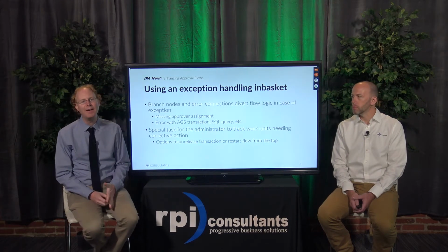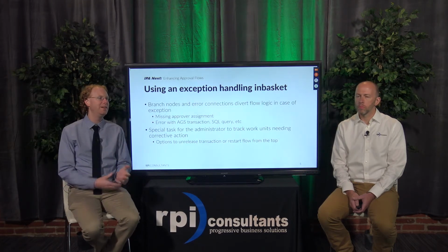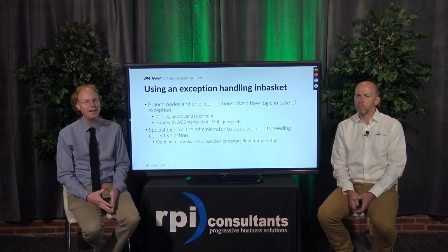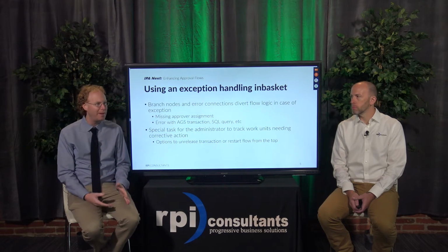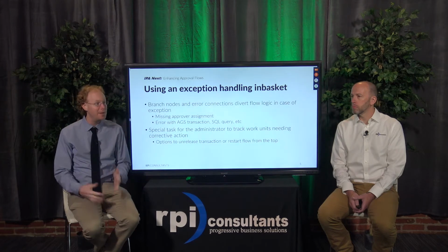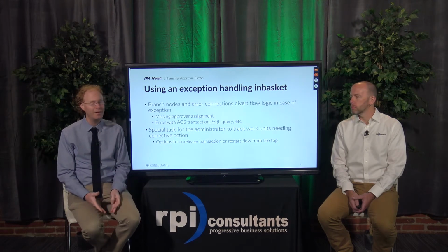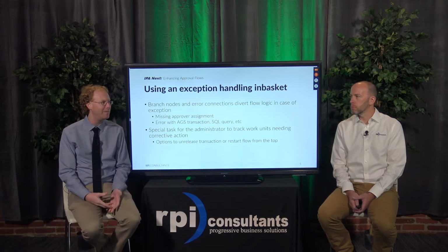First thing I'd like to talk about is exception handling. Of course, whenever you have an approval process going on in IPA, somebody needs to be responsible for the occasional work unit failure or the missing approver or what have you. And this can be difficult if you are tasked with every day monitoring the work unit screen, the work unit log, and looking through for errors. So we definitely recommend building exception handling right into the flow.